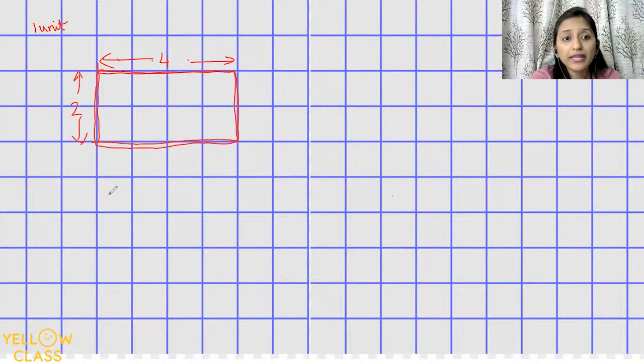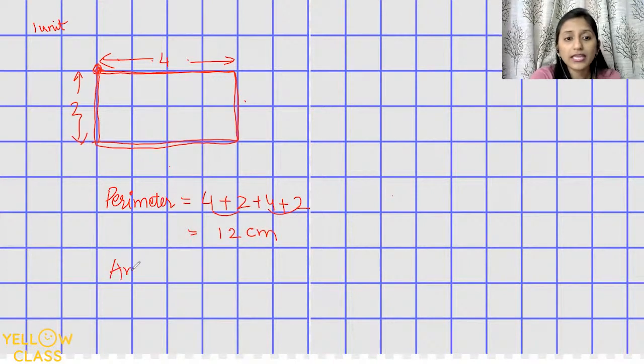So what will be the perimeter of the rectangle? Perimeter will be adding all its lengths, like 4 plus 2 plus 4 plus 2. If you take this point, you are just tracing this shape along its boundary. So this is 6 plus 6, which is 12 centimeters.